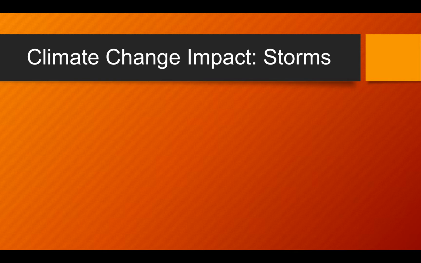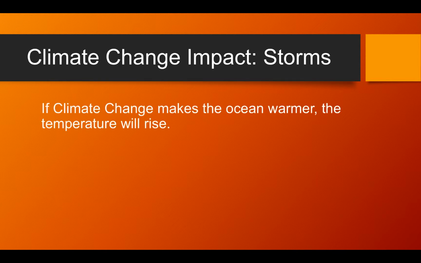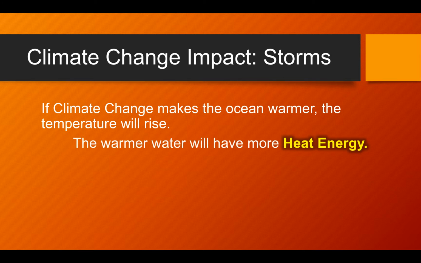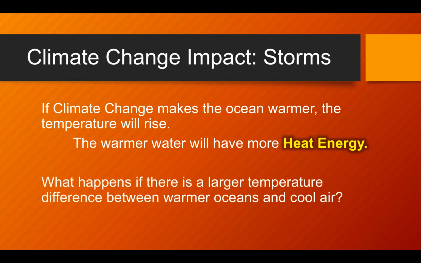Now let's lastly talk about climate change impact and storms, keeping the heat equation in our minds. If the climate change makes the oceans warmer, the temperatures will rise in the ocean. The warmer water will have more heat energy. Remember your heat equation. If the temperature goes up in whatever material you're thinking about, then that means it has more heat energy. And with more heat energy, what will happen if there's a larger temperature difference between warmer oceans and cooler air? Stronger storms are going to be seen. And this is what people are worried about with climate change today.